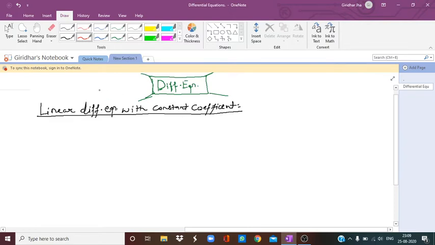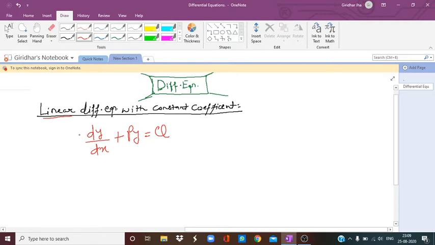See, when we say linear differential equation, the meaning is the form of dy by dx. This is a first order differential equation: dy by dx plus py equals q. Dy by dx is of first order, that is why it is called linear. If it is d2y by dx square, it's non-linear. Those differential equations we study in graduation or engineering. So, linear differential equation with constant coefficient.